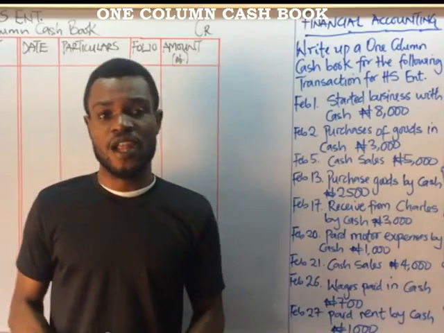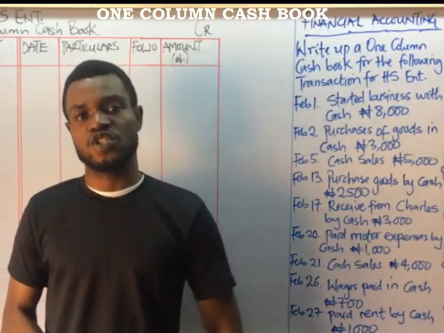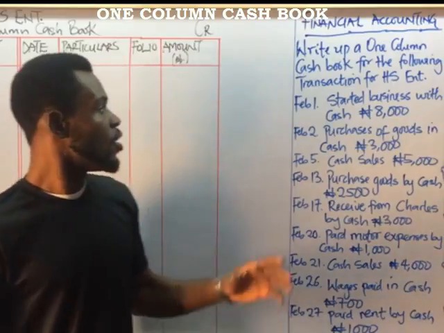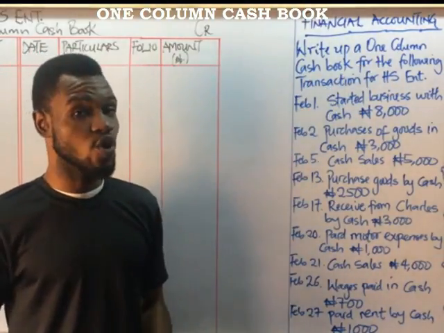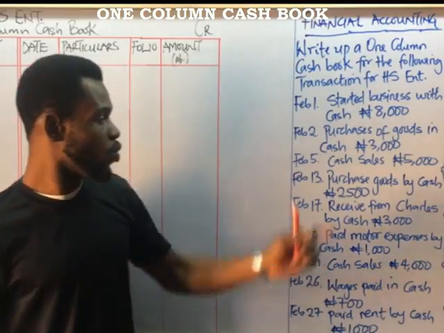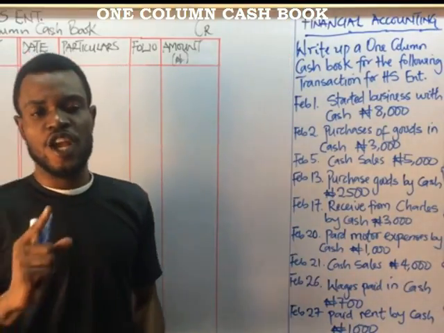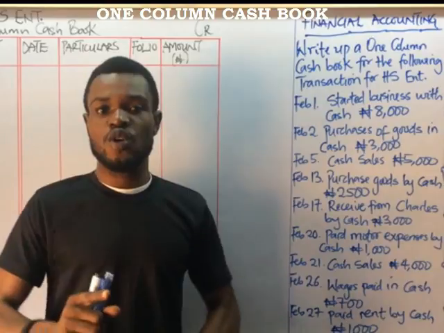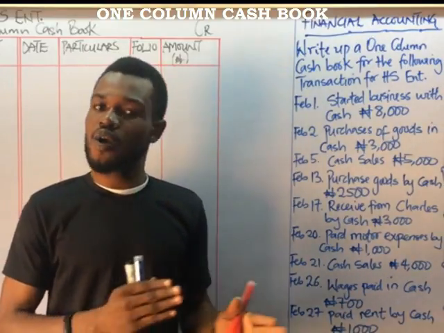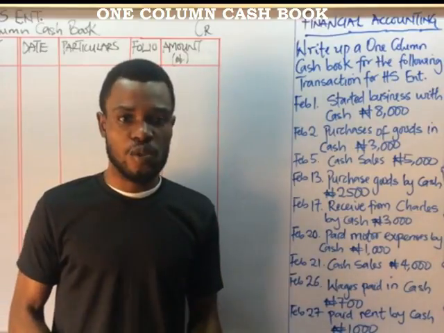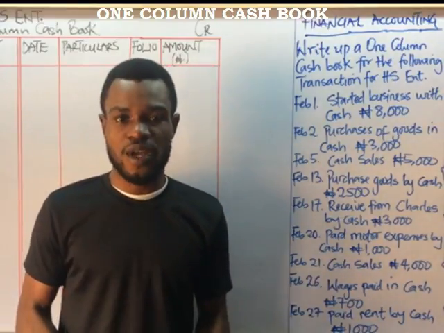Now there is something I would like you to know, to be very cautious of while solving any question. Most questions might specify if you are to solve for one column cash book or not. Some questions will just come directly. It is your duty as a student to understand what you are meant to answer: either one column cash book, two column cash book, or the three column cash book.